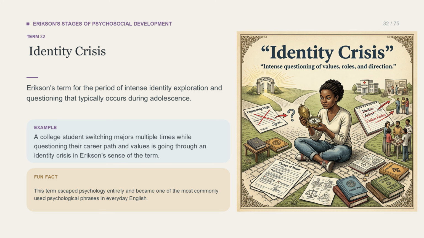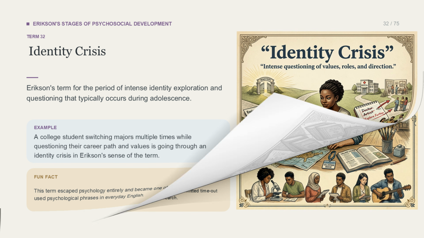32. Identity crisis. Identity crisis is Erikson's term for the period of intense identity exploration and questioning that typically occurs during adolescence. A simple example is this: a college student switching majors multiple times while questioning their career path and values is going through an identity crisis in Erikson's sense of the term.